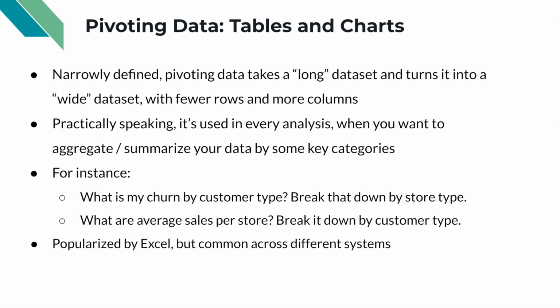Pivoting data means taking a long data set with many rows and turning it into a wider data set with fewer rows and more columns. This happens in almost every analysis when you want to summarize your data or aggregate data over some certain key categories. For instance, you might want to know what is my churn by customer type, and then to break that down by store type as well.